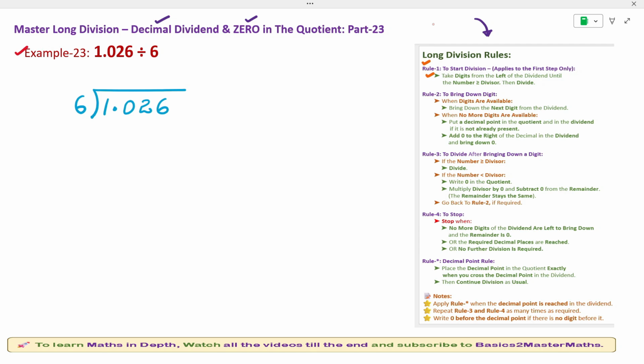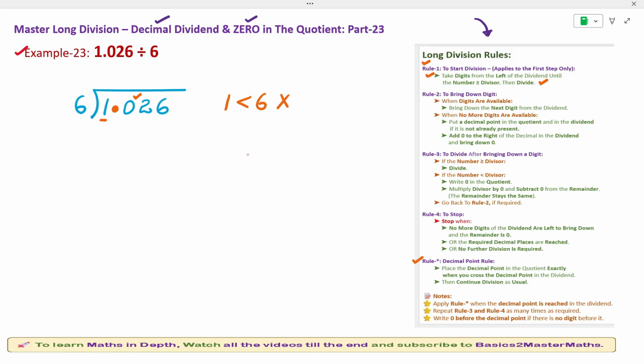Take the digits from the left of the dividend until the number is greater than or equal to the divisor. Then divide. In this case, the leftmost digit of the dividend is 1, which is less than the divisor 6. So, division is not possible. As per rule 1, we have to consider the next digit also. But we have reached the decimal point in the dividend.